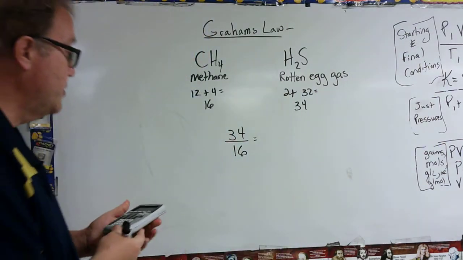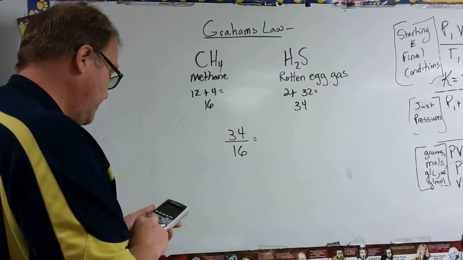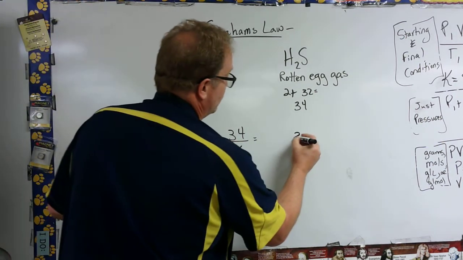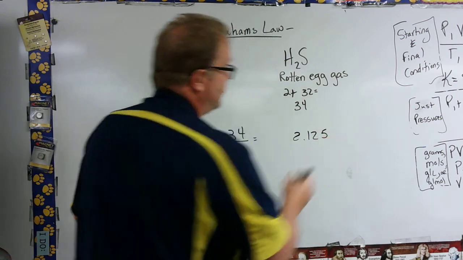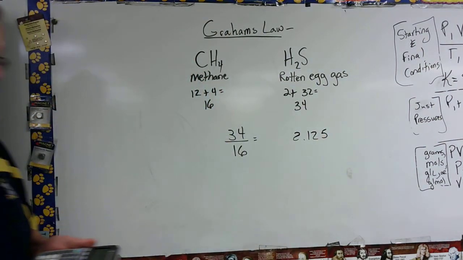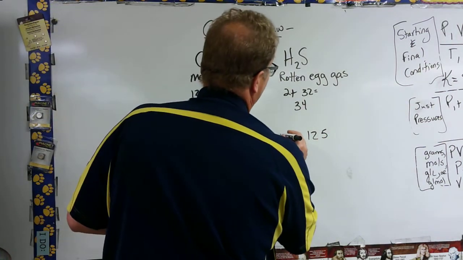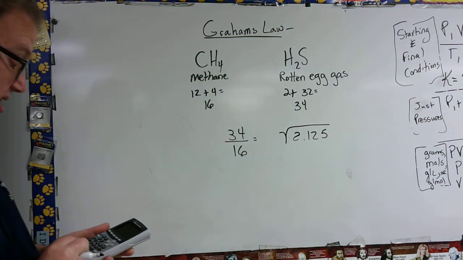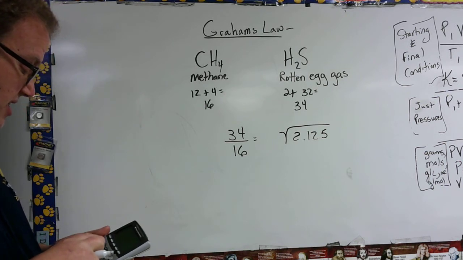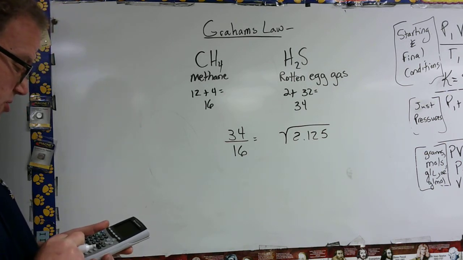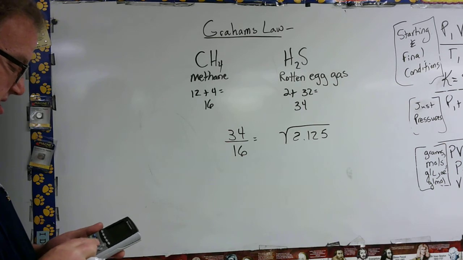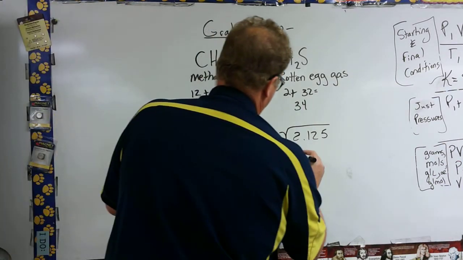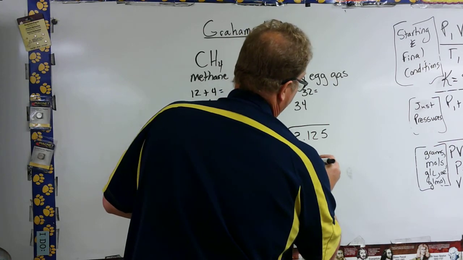And then we're going to go 34 divided by 16. So we got 2.125. Again, we have a second step, so we are going to do the square root of this. And it's going to be the square root of 2.125. So we're going to have a 1.46 rate.